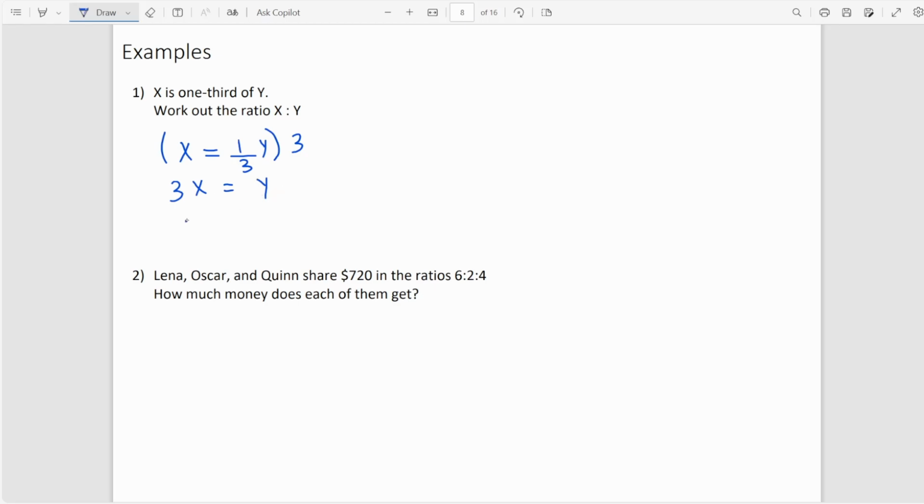So what is the ratio? It's 3 to 1. This is the ratio between x and y. Okay? So x to y is 3 to 1. This is the easiest and best way to do this. Some students rush and just write out 1/3 of y, so 1 to 3. This is completely wrong. Okay? This is the right way to do it. And of course, 1 to 3 is not equivalent to 3 to 1.